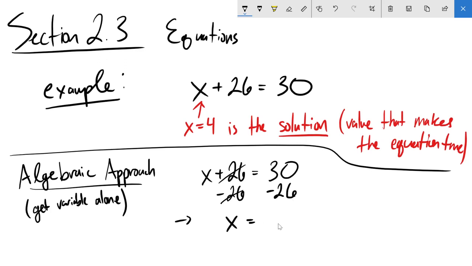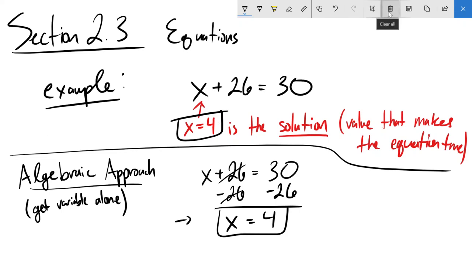Over here, what's 30 minus 26? Well, it's 4. And so that's the solution. But we already knew that was the solution in this case. So if the equation is not that complicated, you could probably just solve it by yourself, just by looking at it. But it's good to start practicing the process of solving equations with simpler equations so that you get the process down. Because then as the equations get more complicated, it's harder to guess and check.